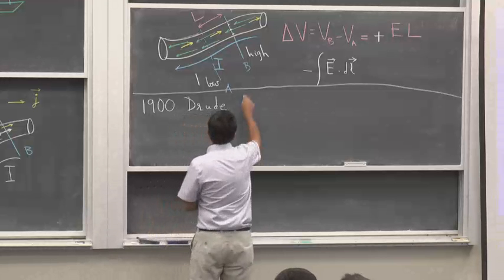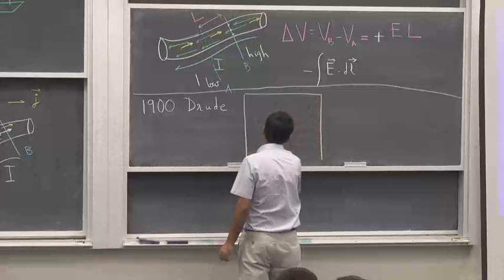So what we have in metal, we all know that there is a sea of electrons. There are mobile electrons.